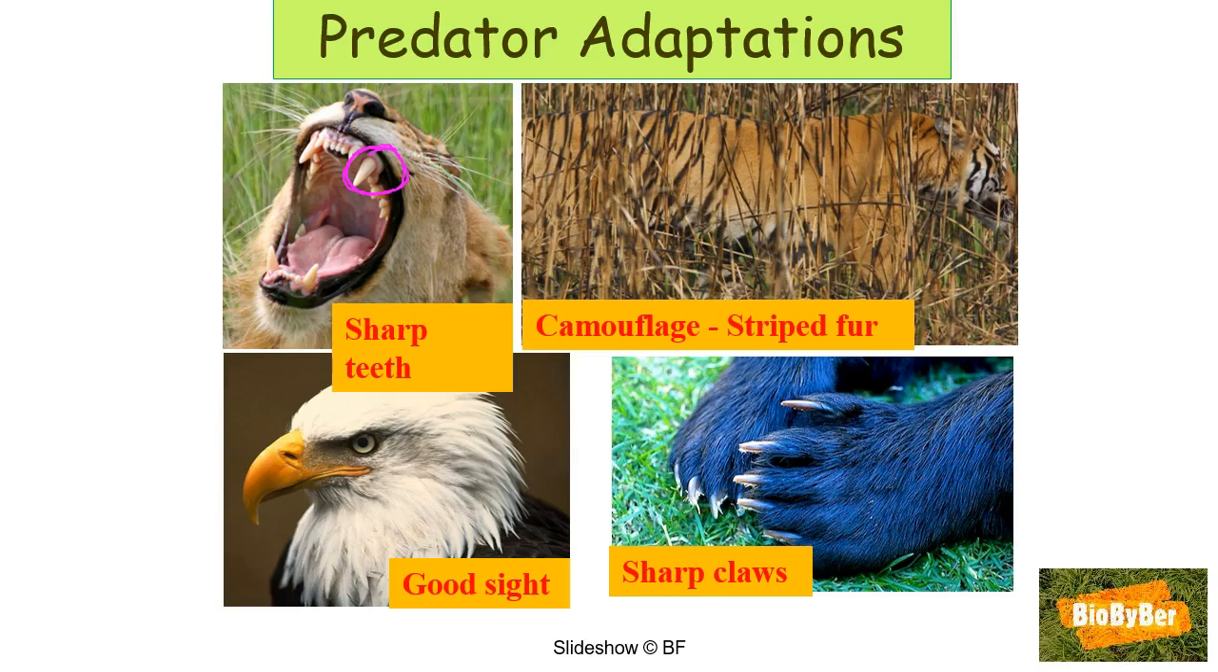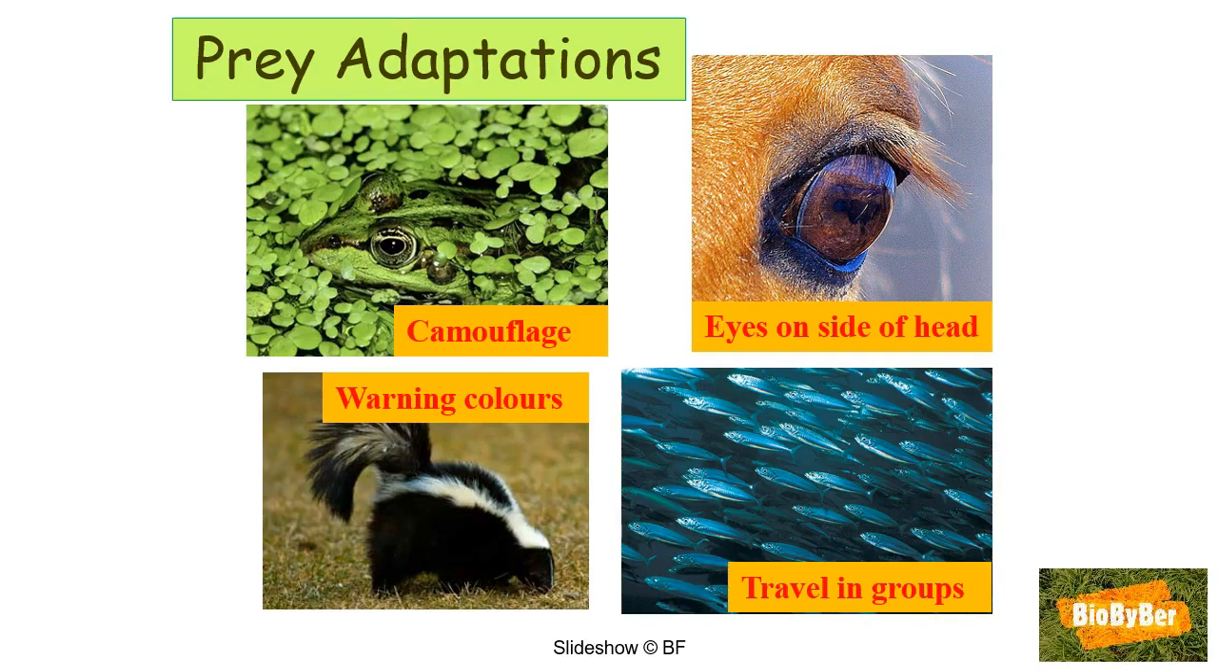The predators may be well camouflaged. Perhaps they have striped fur so that you can't see them in the undergrowth. Where is that tiger? Other predators have good sight. Some of them are able to turn their heads 360 degrees and look right behind them. Others might have very sharp claws.